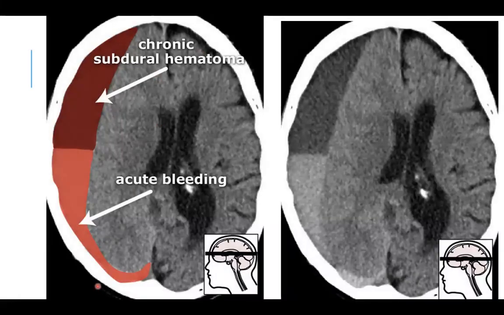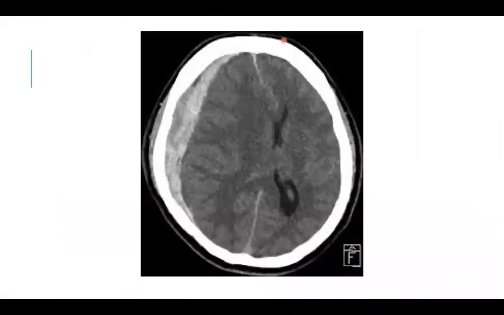So this is just showing you again chronic bleed. So chronic bleed is darker. You can see it here, and then the acute bleed is lighter. So acute on chronic. Can anyone tell me what this is showing? Okay, scalp hematoma, yep.